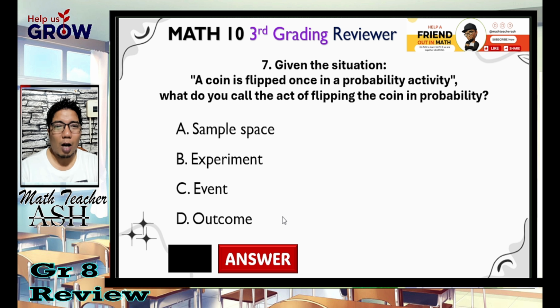Given the situation, a coin is flipped once in a probability activity. What do you call the act of flipping the coin in probability? Is it A, sample space, B, experiment, C, event, or D, outcome? I'll give you 5 seconds to think about your answer.